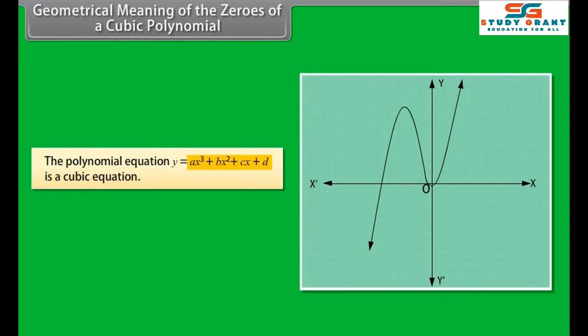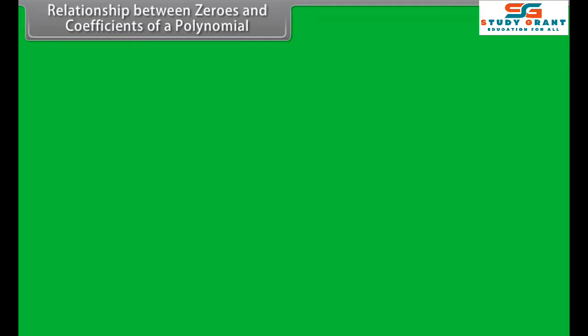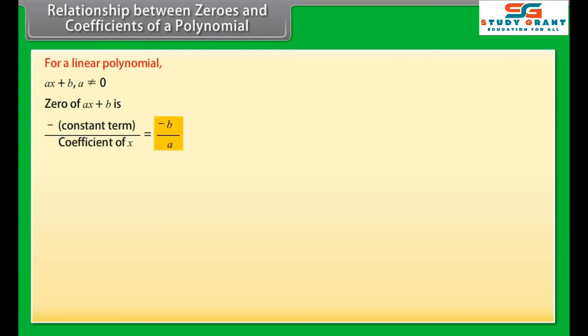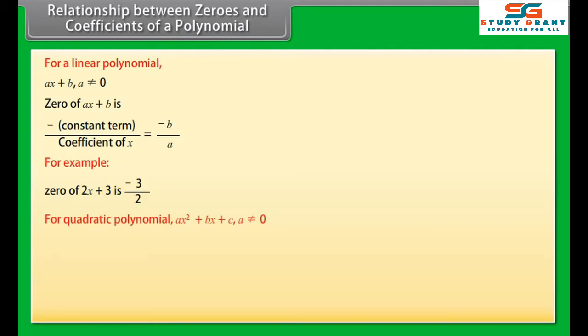Case 3. In this case, the graph is either completely above the x-axis or completely below the x-axis. It does not cut the x-axis at any point. The quadratic polynomial ax square plus bx plus c has no zero in this case. Geometrical meaning of the zeros of a cubic polynomial. The polynomial equation y is equal to ax cube plus bx square plus cx plus d is a cubic equation. This is the shape of the graph for a cubic polynomial.